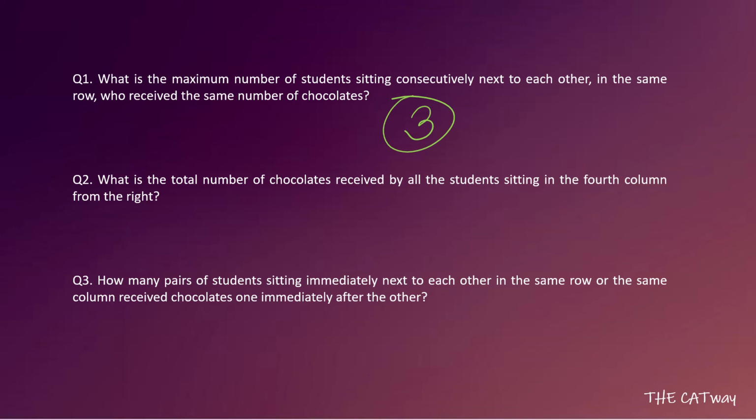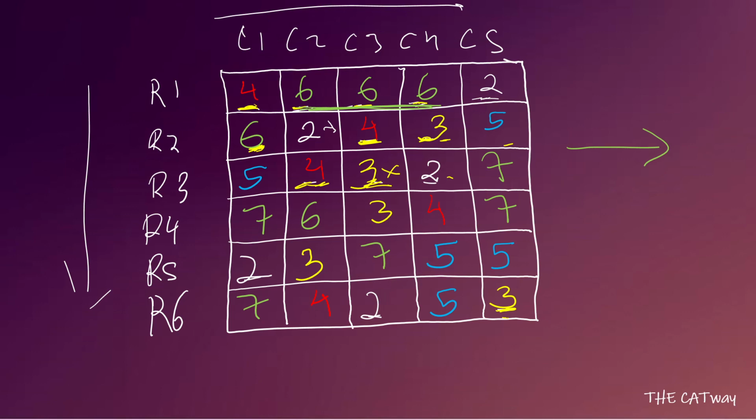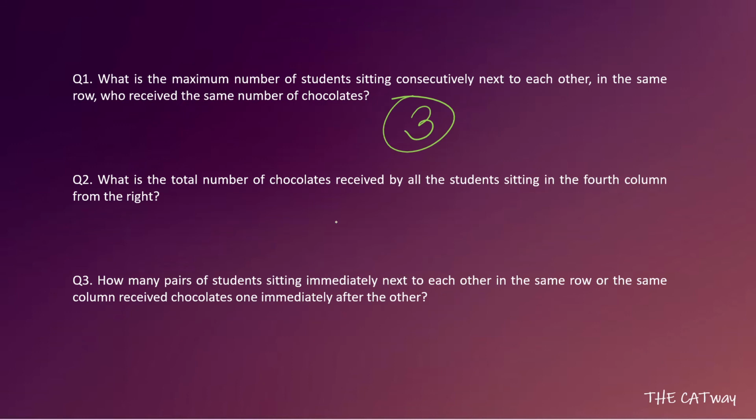Okay. Move to the second question. What is the total number of chocolates received by all students sitting in the 4th column from the right? So 4th column from the right, let's see which one it is going to be. Okay, 4th column from the right end. So we are going to talk about this column. Let's see what the sum comes out to be. 6 to 8, 8 and 4 is 12, 12 and 6 will be 18, 18 and 3 will be 21, 21 and 4 is going to be 25. So the correct answer for the second question is 25.